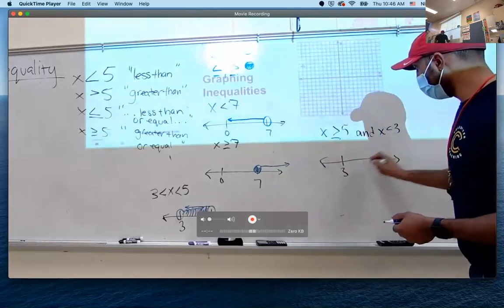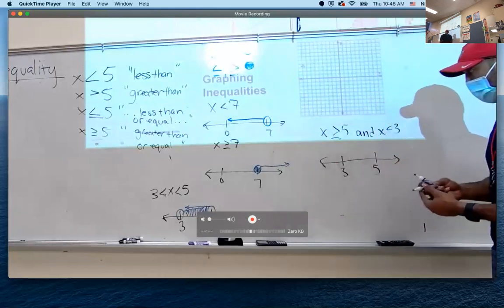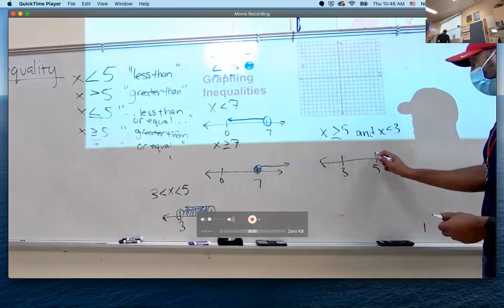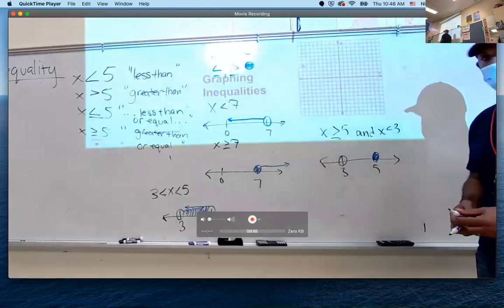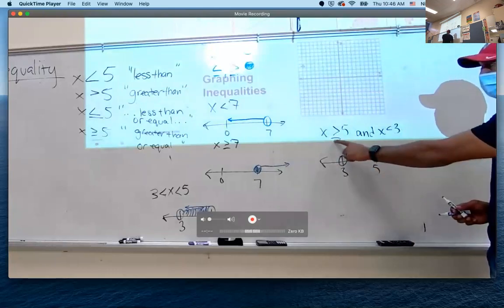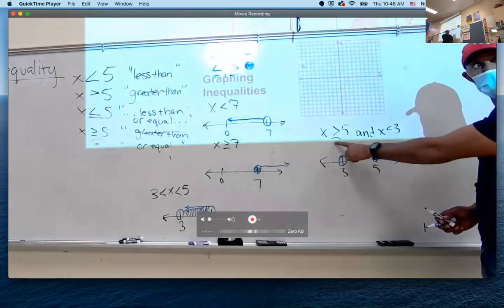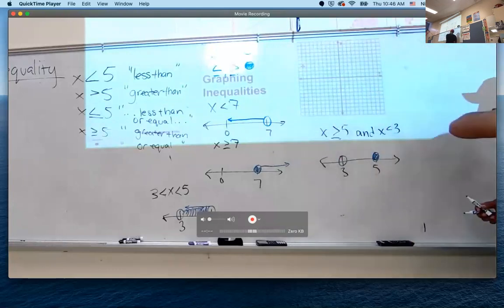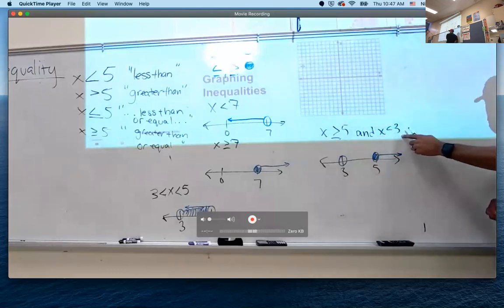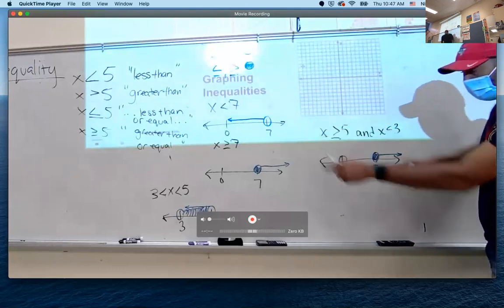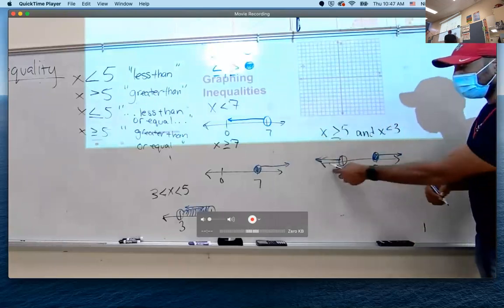Put the 3, put the 5. I'm going to put my circle, that's closed. And this one's open. Okay. For here, it says X is greater than 5. Greater is to the right. X is less than 3. That's to the left. So look, you have 2 graphs on one line.